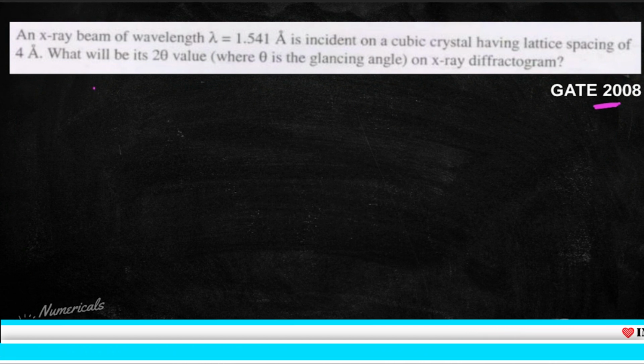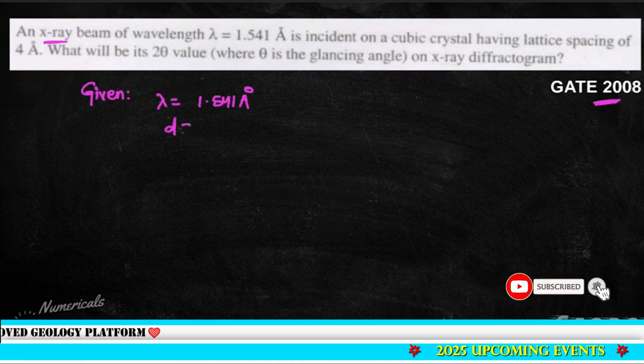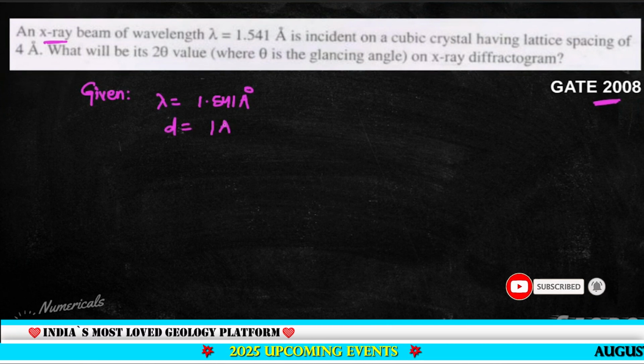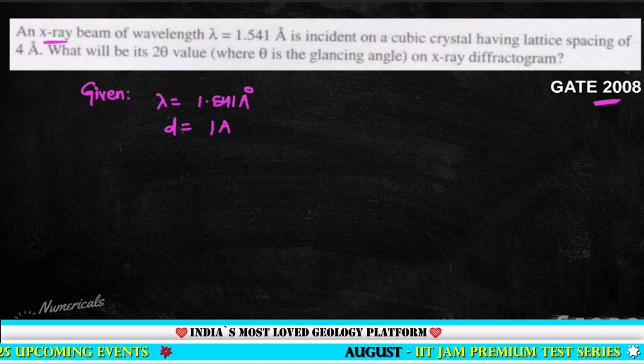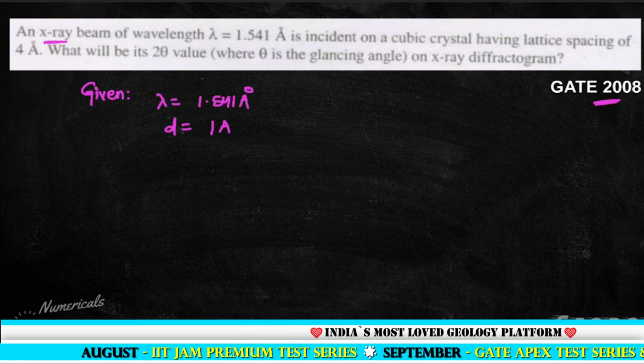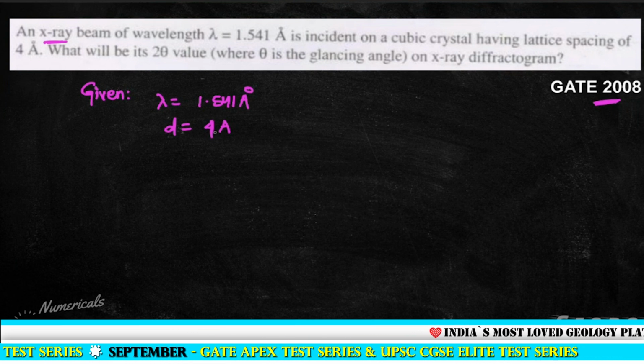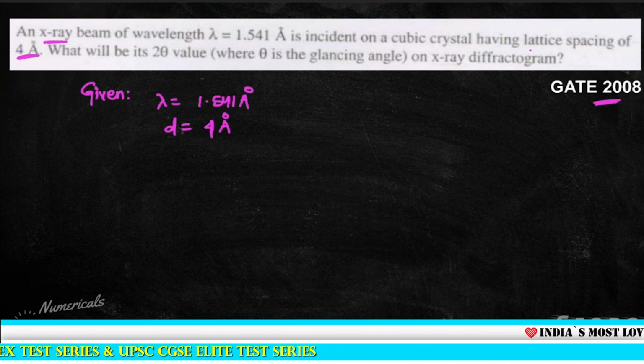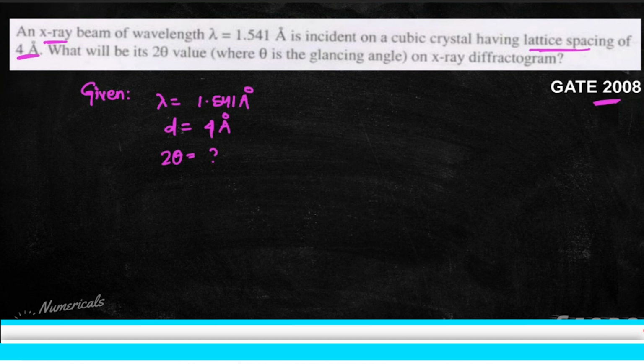See what is given here. Lambda is given, that is 1.541, it is the X-rays. Here it is written, it is the X-ray. Okay, and what is d? It is given as 4 angstrom lattice spacing, and the 2 theta value is asked, that is theta is your glancing angle on the X-ray diffractogram. Okay, we are going to use the formula.